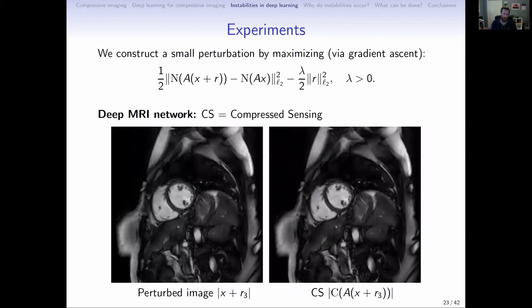Let me just, for comparison, show you a compressed sensing reconstruction on the same perturbed image. So with compressed sensing, again, because we know that compressed sensing is stable to perturbations, we don't see these significant effects.